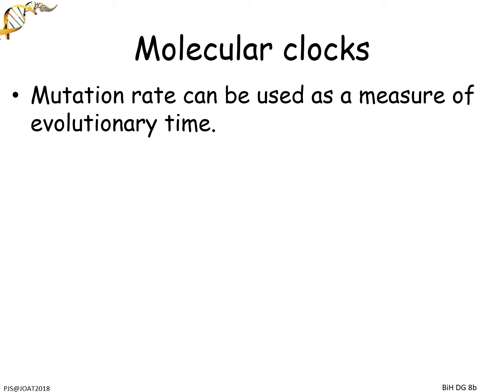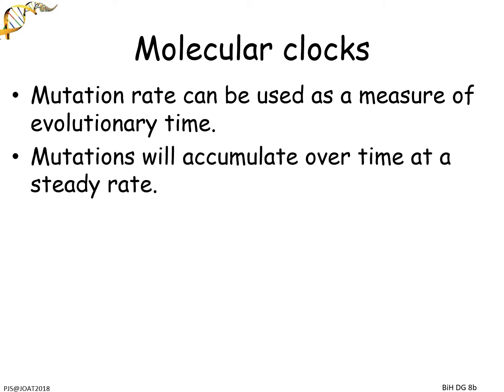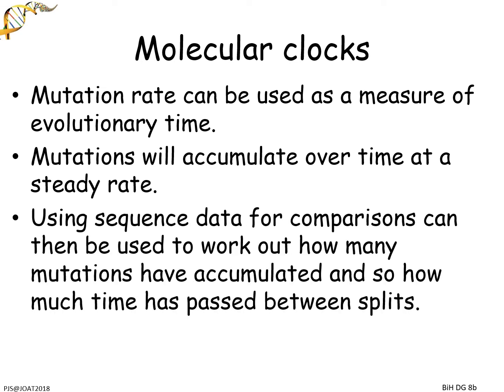If you know that a mutation happens once every 1,000 years, it doesn't matter when in that 1,000 years it happens. It just means if you've had one mutation, well, the last time was 1,000 years ago when it was the same. So you can use this as a way to look at it. They accumulate at a steady rate, because if it's 1 per 1,000 years and I've now got 4 mutations, that's 4,000 years ago that we were right back at the beginning. So we can use the sequence data to compare how many mutations you have, and how many have accumulated, and therefore work out how long it's been since they split.